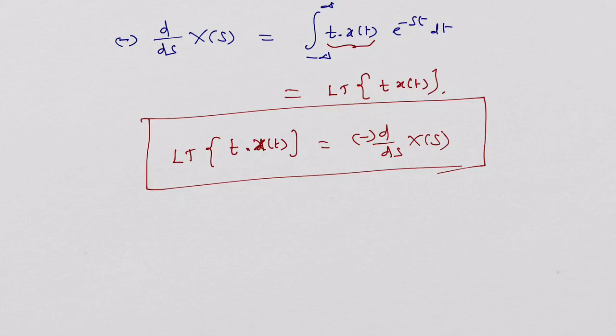Okay, let us see the remaining properties also, like frequency scaling, time scaling, periodicity, convolution, initial value theorem, final value theorem, frequency integration, all those properties and their proofs. I'll give them one after the other.